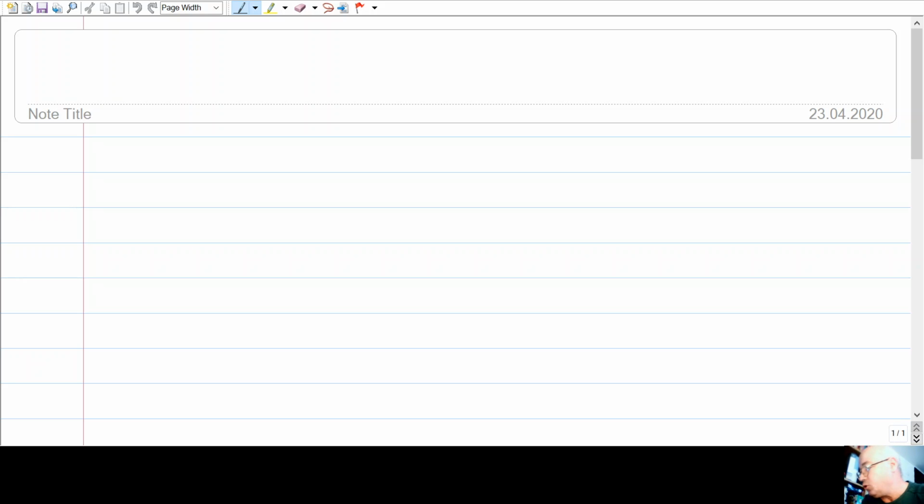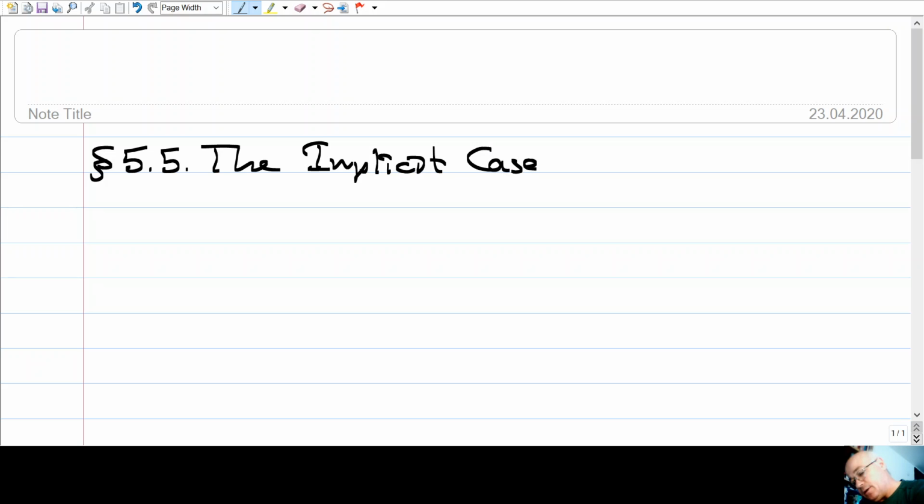2020 Corona semester. Today we will start section 5.5 and I hope to finish this today. Let's see, the implicit case. So this time we will assume that our surface is defined via a function. That's why we call it the implicit case.